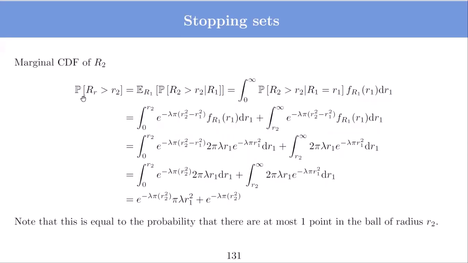If you look at the probability that R2 is more than r2, it is the probability that there is at most one point in the ball of radius r2. If there are more points than that, then of course the second closest point will not be more than r2.